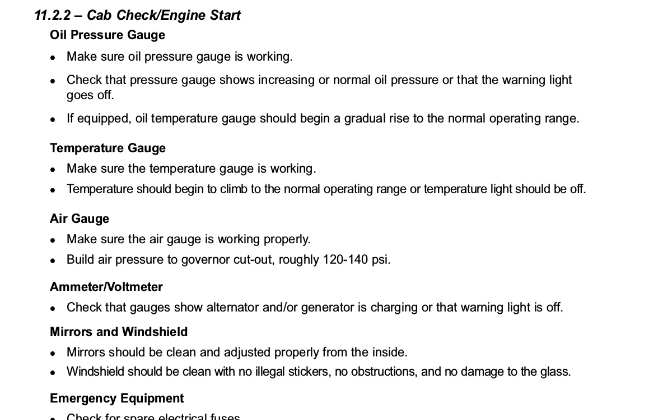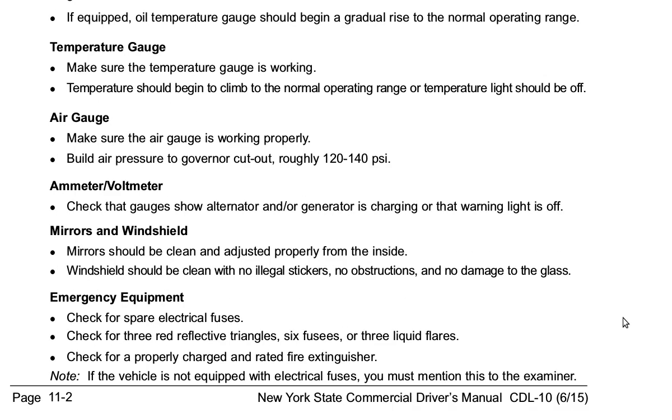Temperature gauge. Make sure the temperature gauge is working. Temperature should begin to climb to the normal operating range, or the temperature light should be off. Air gauge. Make sure the air gauge is working properly. Build air pressure to governor cutout, roughly 120 to 140 psi. Ammeter, voltmeter. Check that gauges show the alternator and/or generator is charging, or that the warning light is off.